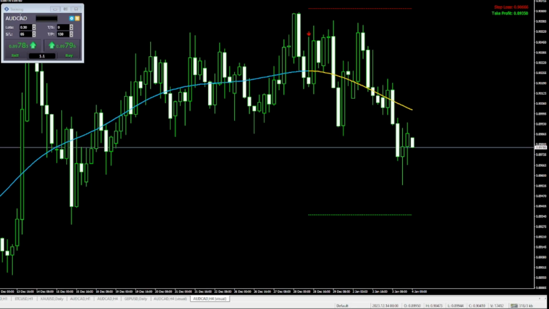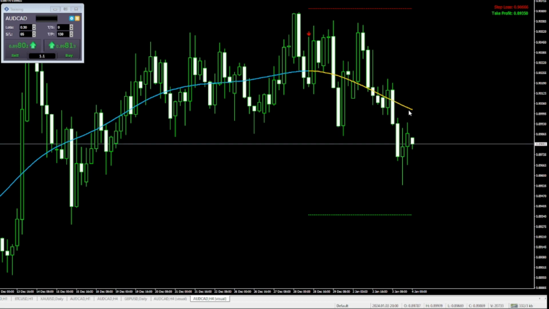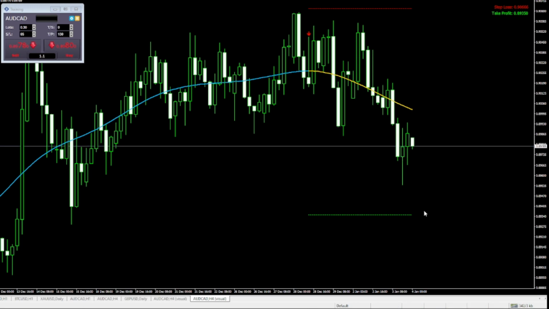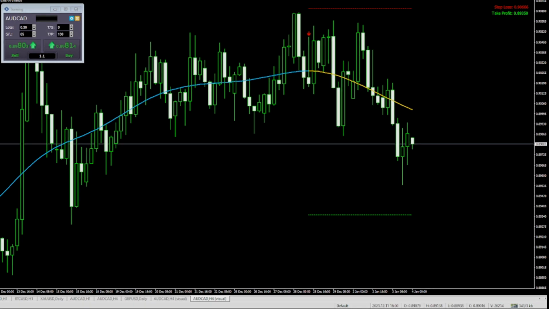For this example, I'm currently on the Australian dollar against the Canadian dollar in the 4-hour time frame. As with our previous example, on the higher time frame, which is the 4-hour, we can see that the top bottom finder is currently showing yellow, meaning we are in an overall downtrend. Additionally, price action is currently in a pullback, giving us an ideal time to enter on the lower time frames.